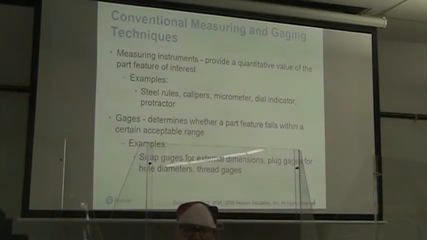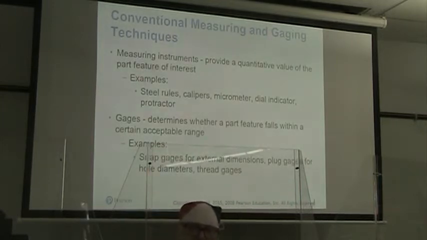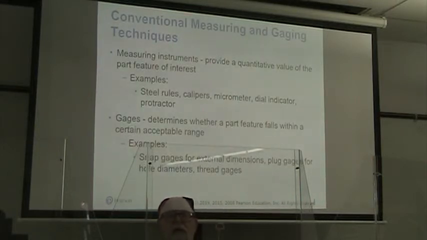All right, when we're talking about conventional measuring and gauging techniques, we are using measuring instruments that provide us a quantitative value of our part feature of interest. So some examples of this would be steel rules, calipers, micrometers, dial indicators, or protractors. Obviously, we have different levels of resolution on these different types of measurement instruments.